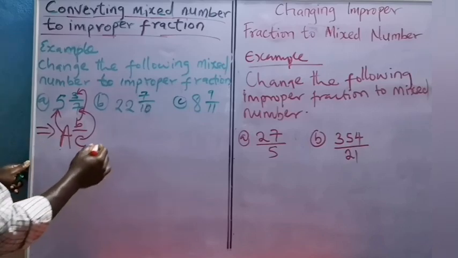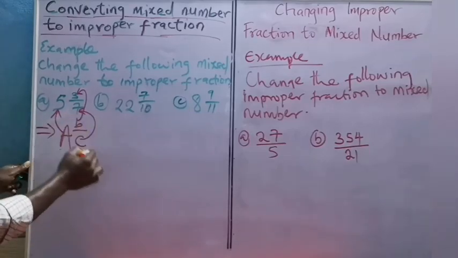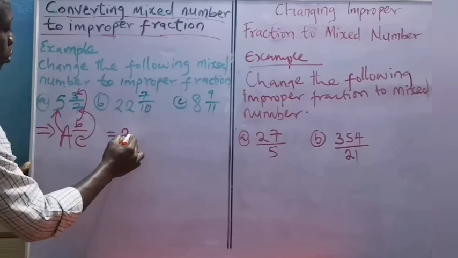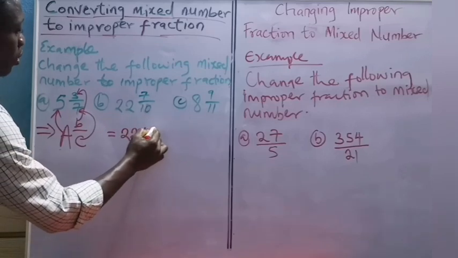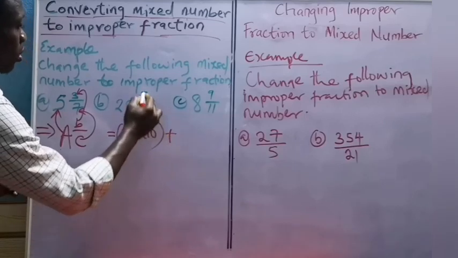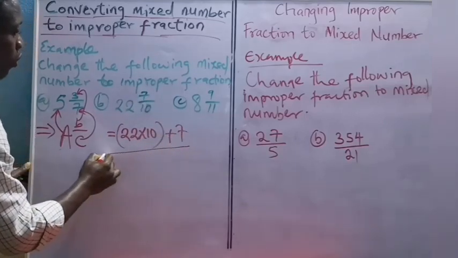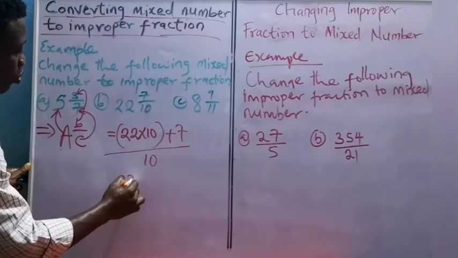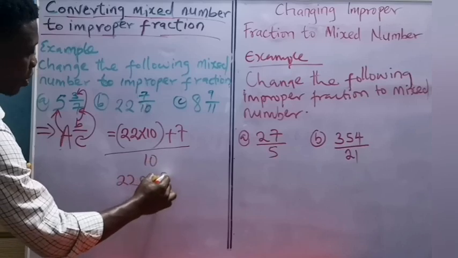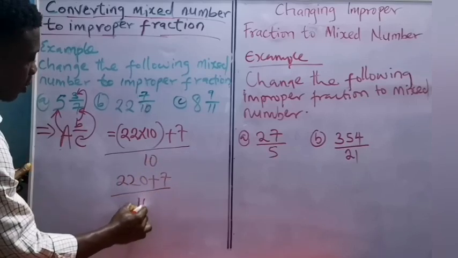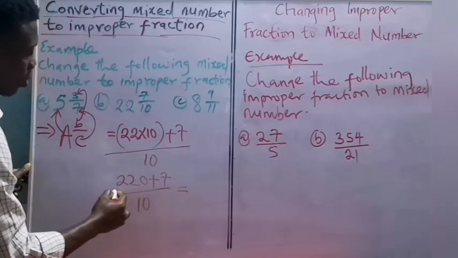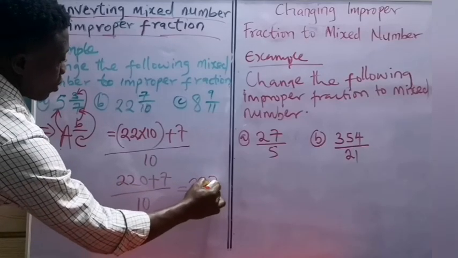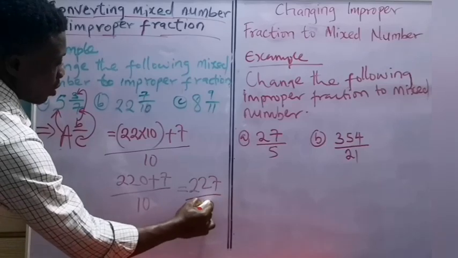Okay, let's take the second one. I will still use this formula. Okay, that is 10 times 22, 22 times 10 plus the numerator all over the denominator. 22 times 10 is 220, then plus 7 all over 10. 220 plus 7 will give you 227, then divided by 10.